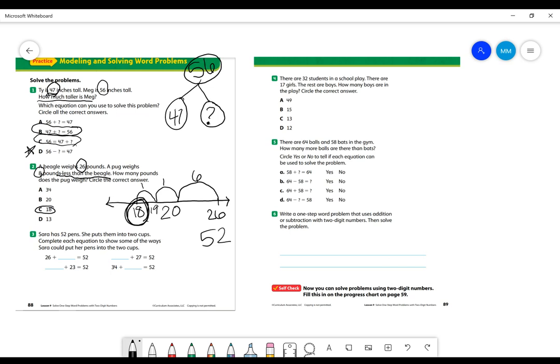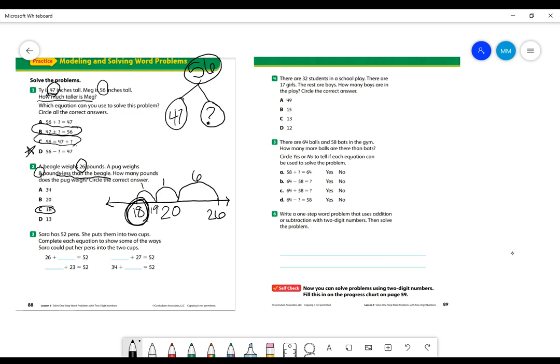So the first equation wants us to find 26 plus a missing part equals 52. So here is what I am going to do for this one, friends. I am going to show my equation with 52 as my whole and 26 is my part. So I can take away to find this missing part. But here's what I'm going to do instead. I am going to draw this.